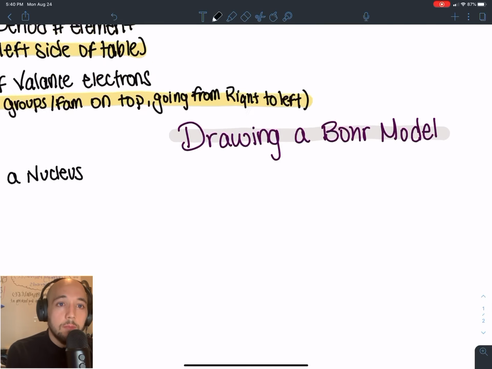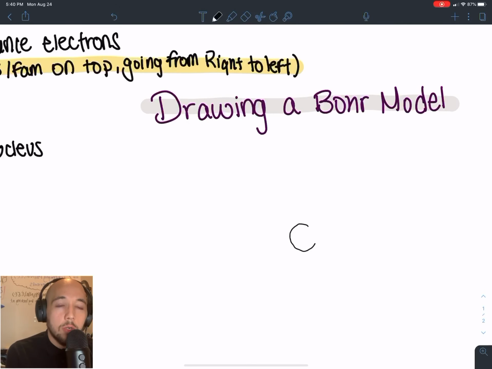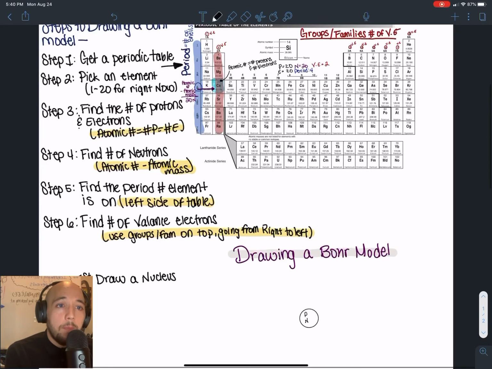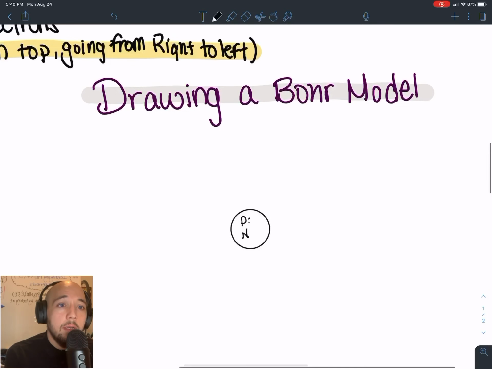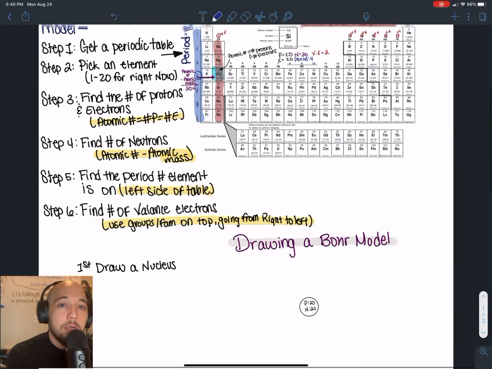You need the nucleus. That is where you contain your protons and your neutrons. And my circles are going to be horrible. The good thing is that this app does fix my circles. So P and N. P is going to be protons. We have 20. Neutrons is N, which is 20 as well. We're done with the nucleus. We just got to move on to the remainder.